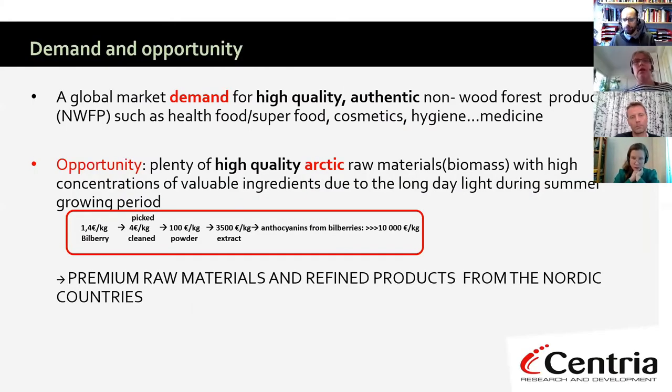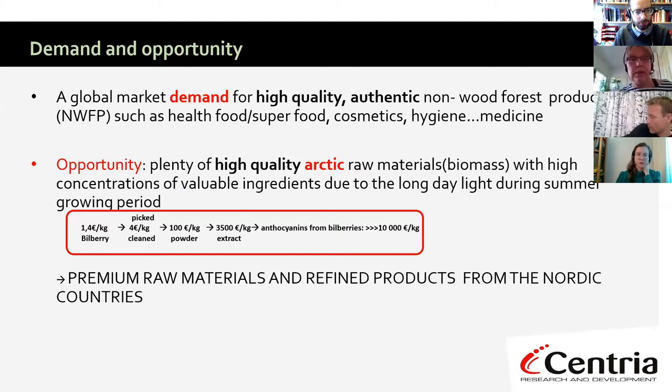So there is a global market demand for high quality, authentic non-wood forest products, such as health food, superfood, cosmetics, hygiene, or even pharmaceutical products. And at the same time, there's a huge opportunity. There are plenty of high quality Arctic or Nordic raw materials with high concentrations of valuable ingredients, and mainly due to the long daylight hours during growing season.